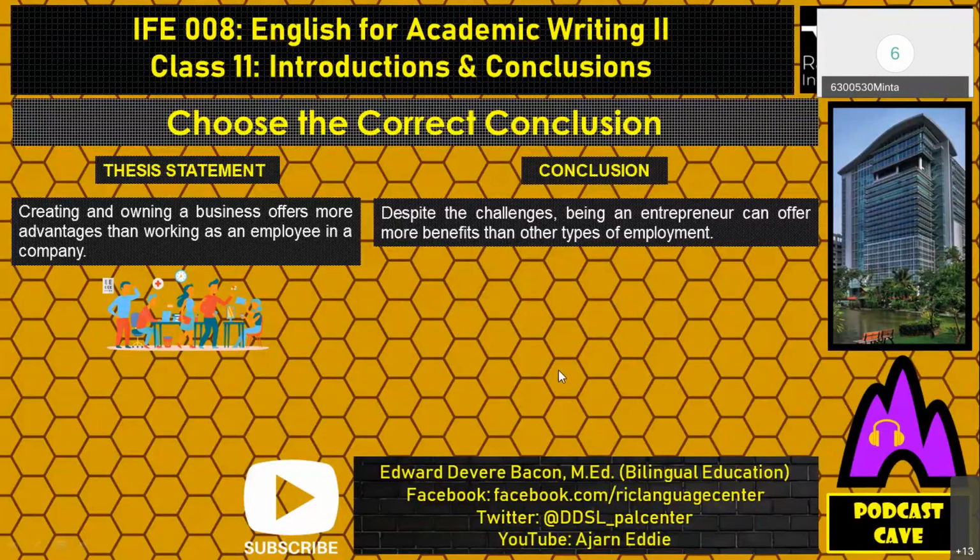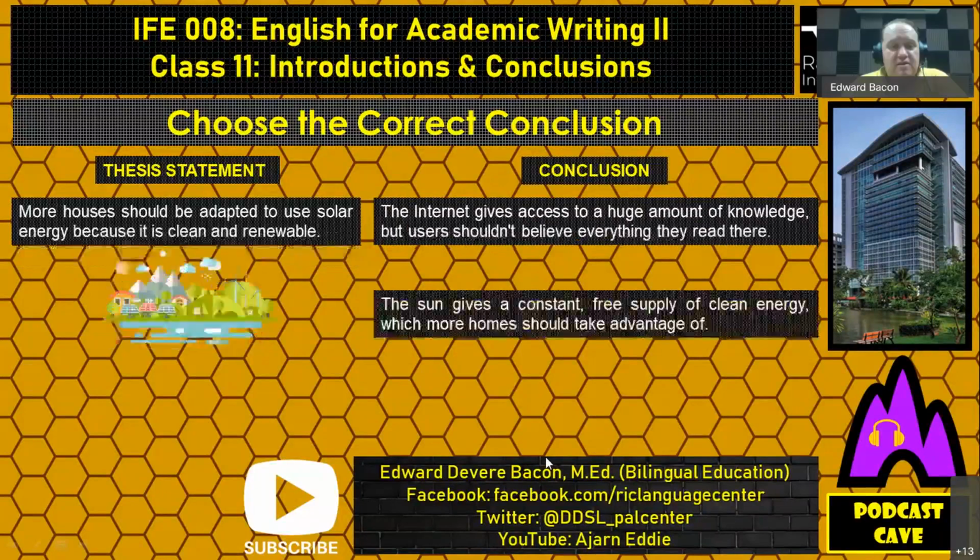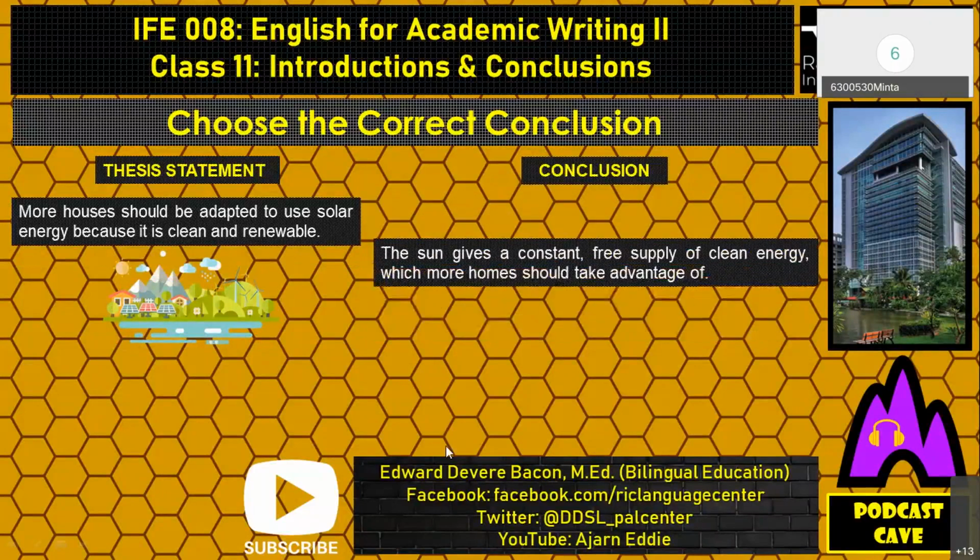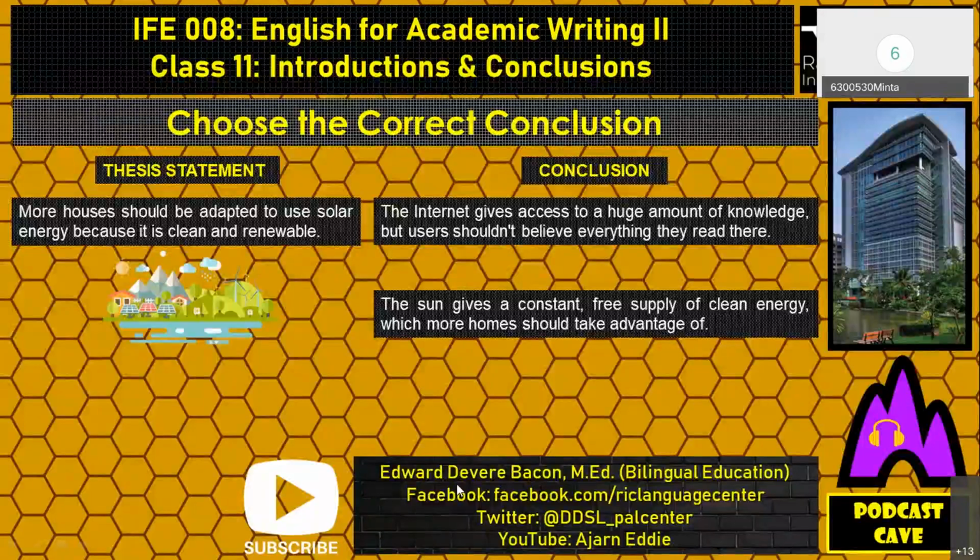Yes. Okay. So now, can you read the thesis statement, please? More houses should be adapted to use solar energy because it is clean and renewable. Okay. And so, what would be a good conclusion for that? Second one. Okay. And can you read it, please? The sun gives a constant free supply of clean energy, which more homes should take advantage of. Okay. Very good.